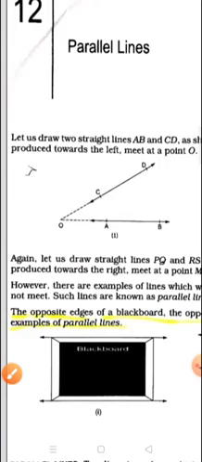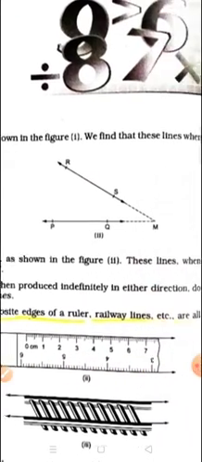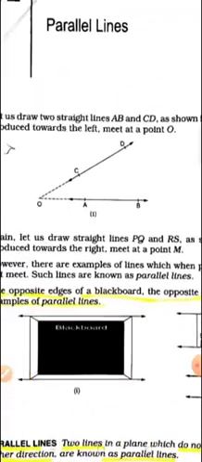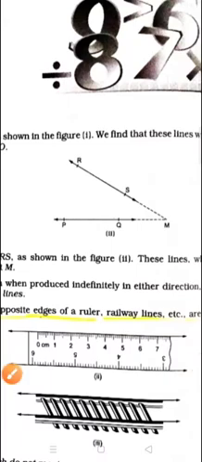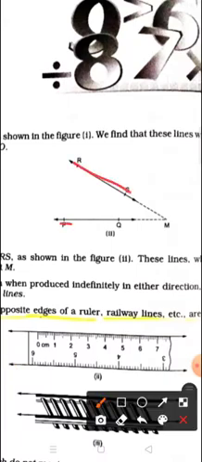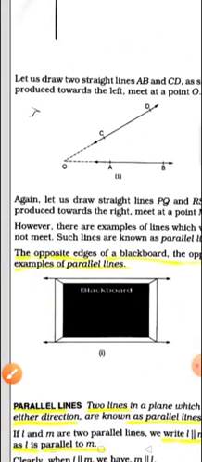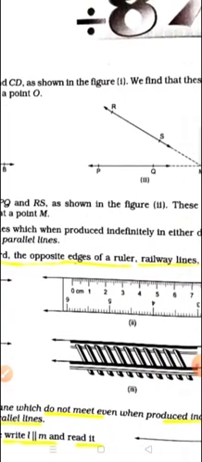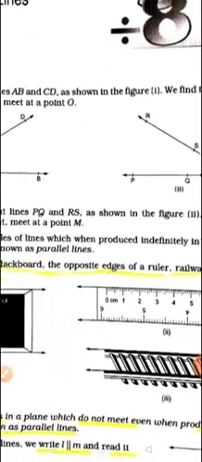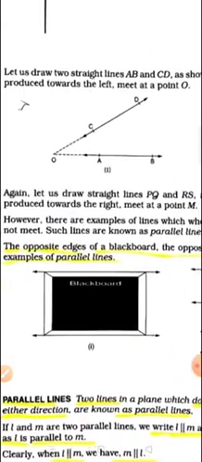Again, let us draw straight lines PQ and RS as shown in the second figure. These lines, when produced towards the right, meet at a point M. Here you've seen in this figure, these two lines, when produced, meet at a point M. However, there are examples of lines which, when produced indefinitely in either direction, do not meet. Such lines are known as parallel lines.